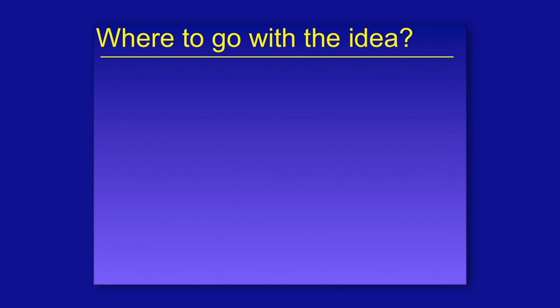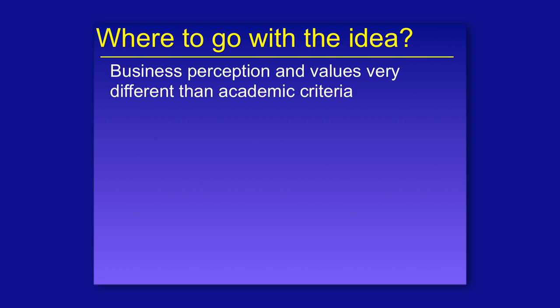So the first thing you have to do before you do that is you don't want to go blabbing about the idea, because what about if they steal your idea? And so you have to think about intellectual property. And also you have to think that the business perception and values are very different from academic criteria. Now, we're going to be coming back to this over and over again in this talk, that it's a different language and different customs.